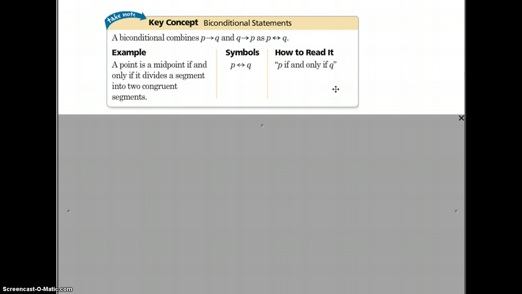Now, if and only if is sometimes written shorthand as IFF. So you can write it that way as well. You don't have to write out if and only if.